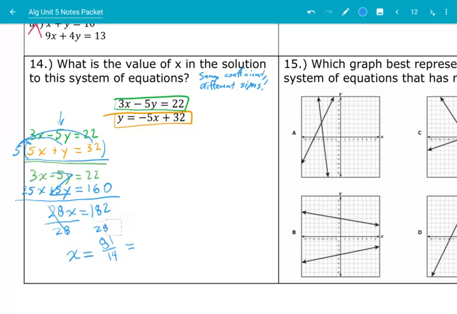And I bet this is going to be a whole number. Yes, that's going to be 182 divided by 28. That is 6.5. x equals 6.5. There we go. I was going to say, no, the rest of us teachers would never let a weird number like that go.